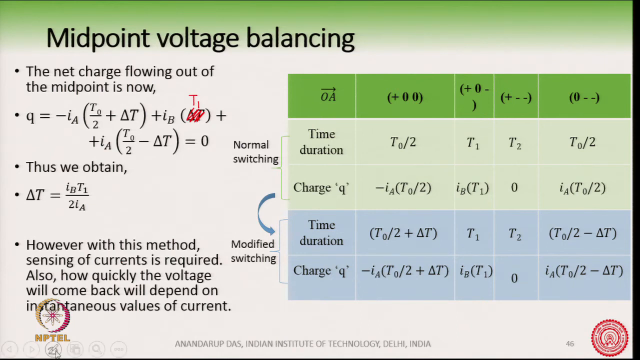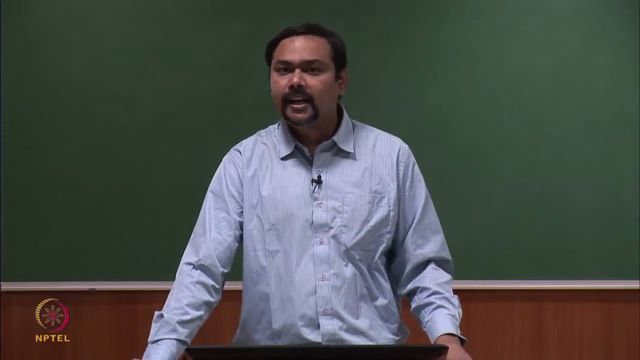However, although this is an attractive strategy, with this technique the problem is we have to sense the currents. We have to always know what the Ib and Ia values are. This is not a very big challenge, because in any case for the converter we always sense the output currents Ia, Ib, Ic.